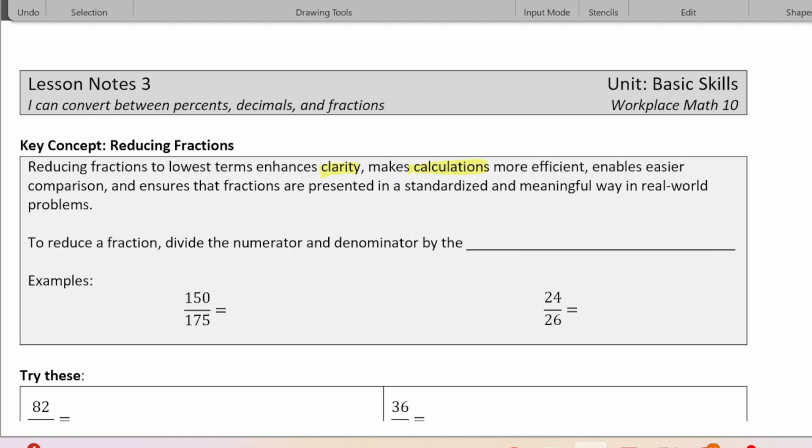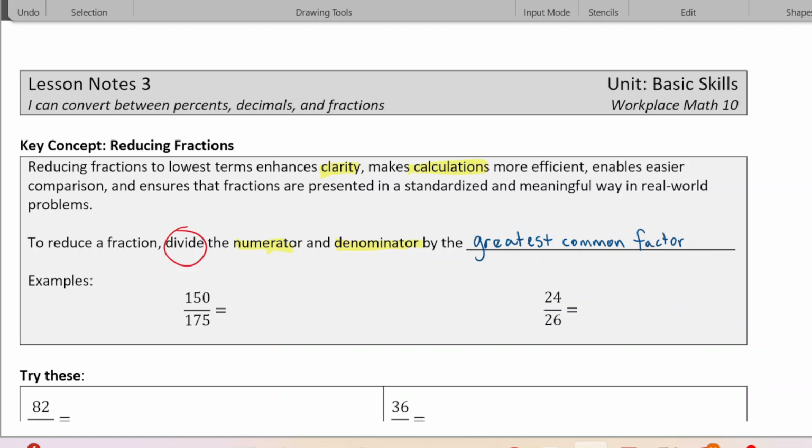So to reduce a fraction, we want to find a number that the numerator, which is the top number, and the denominator can both be divided by. So we want to divide both the top and the bottom of the fraction by the same number. Or actually, what I should put is a common denominator, or by the greatest common factor. That means the largest number that can divide both. If you don't know what the greatest common factor is, you could just divide by any number that divides into both and then just keep going.